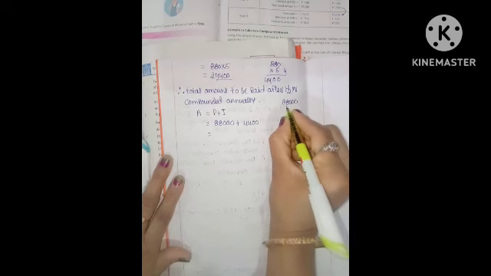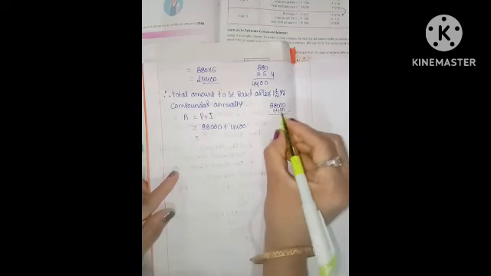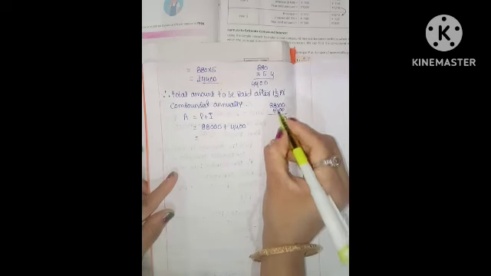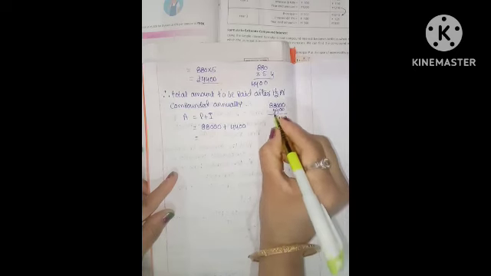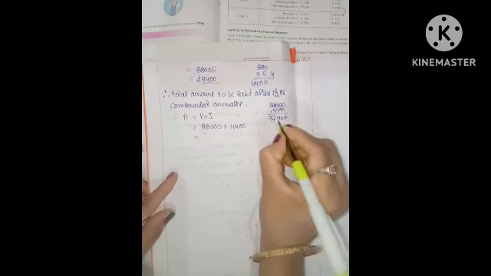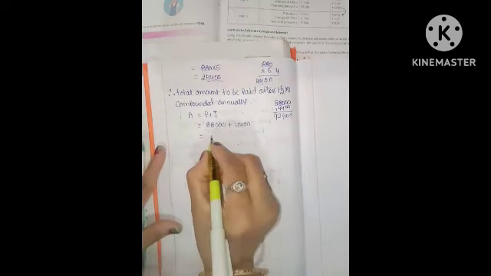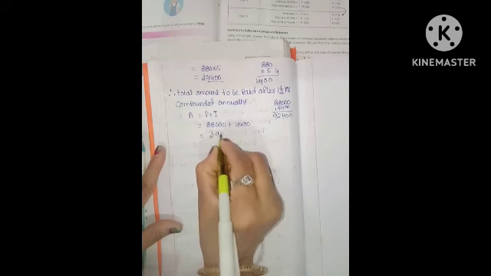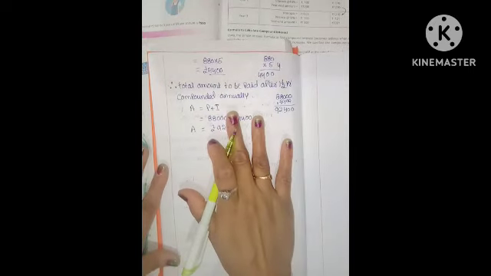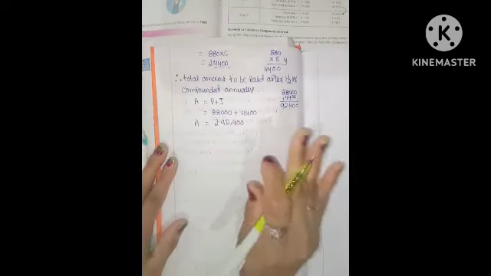88,000 plus 4,400. 0 plus 0, 0. 0 plus 0, 0. 0 plus 4, 4. 8 plus 4, 12. 8 plus 1, 9. Rupees 92,400. This is the total amount for 1.5 years compounded annually. It's over.